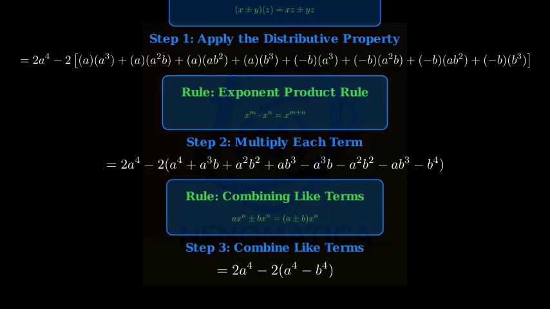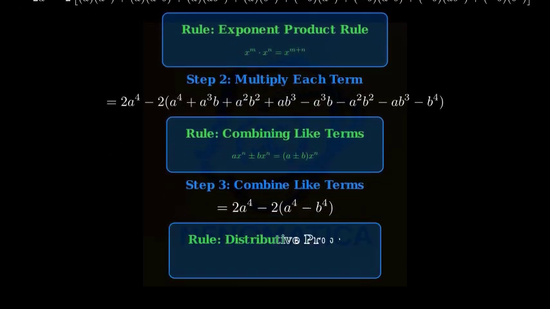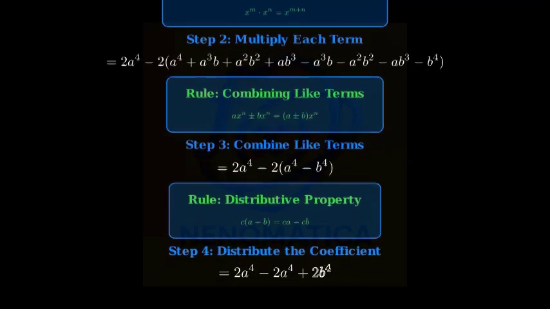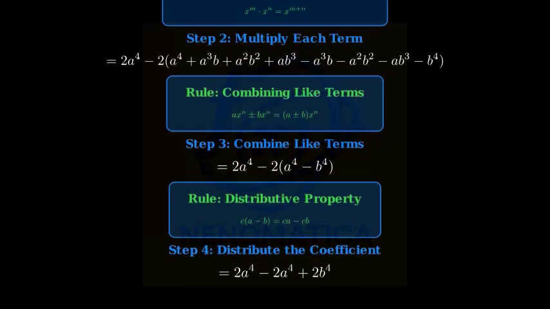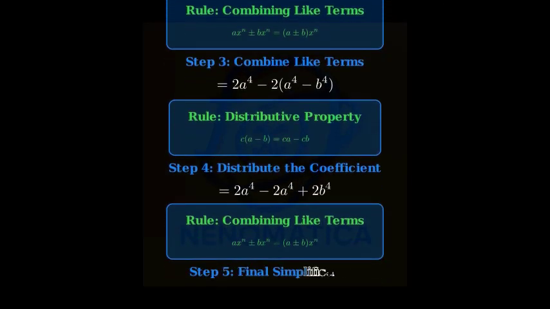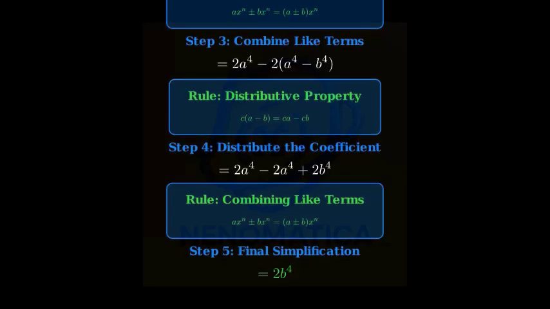Now, we need to distribute the negative 2 to each term inside the parentheses. We'll again use the distributive property. When we distribute negative 2, we get negative 2a to the fourth power plus 2b to the fourth power. In our final step, we'll combine like terms in the overall expression. We combine terms with the same variables and exponents. We have 2a to the fourth power minus 2a to the fourth power, which equals 0. So our final simplified expression is 2b to the fourth power.